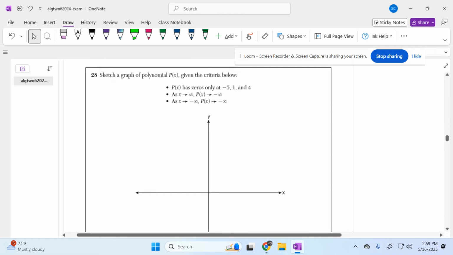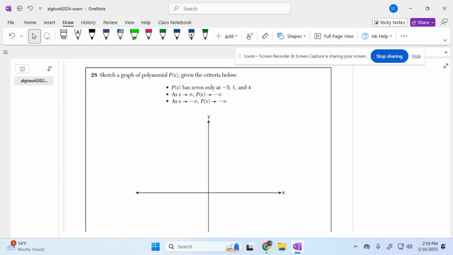Number 28 asks us to sketch a polynomial. Notice it tells us that the polynomial has 3 zeros that are only at those numbers. So those are our 3 zeros. But it tells us that the end behavior is pointing down, down.